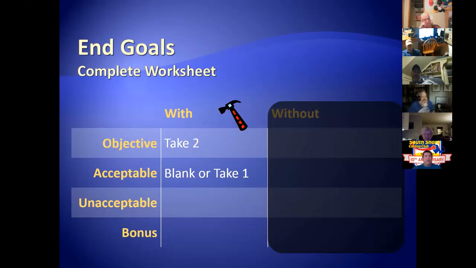Somebody can raise their hand. What would be unacceptable? Jeff, go ahead. Got to unmute yourself, Jeff. There we go. A steal. A steal, right. If the other team is taking 1 or more, that would be very much unacceptable. And then, of course, there's always a bonus. What would be a bonus?